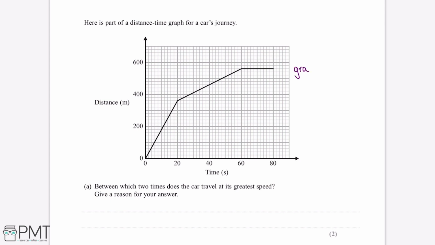So on a distance time graph, the gradient is equal to the speed of the object. So on this graph, the gradient is equal to the speed of the car. So the steeper the graph, the greater the speed. So on this graph, we're looking for the steepest gradient, which is this section here between 0 and 20. So between which 2 times does the car travel at its greatest speed? So the car travels at its greatest speed between 0 and 20 seconds because the gradient is steepest here.